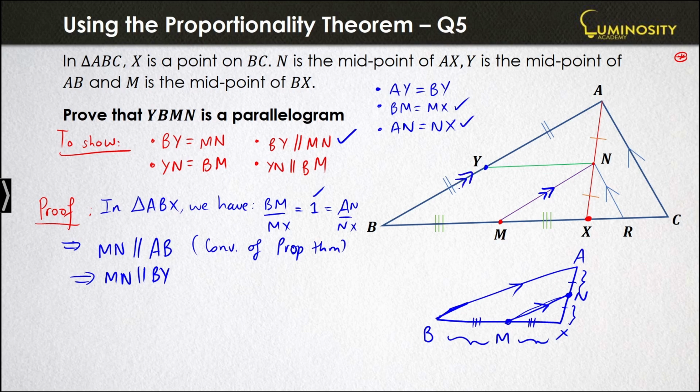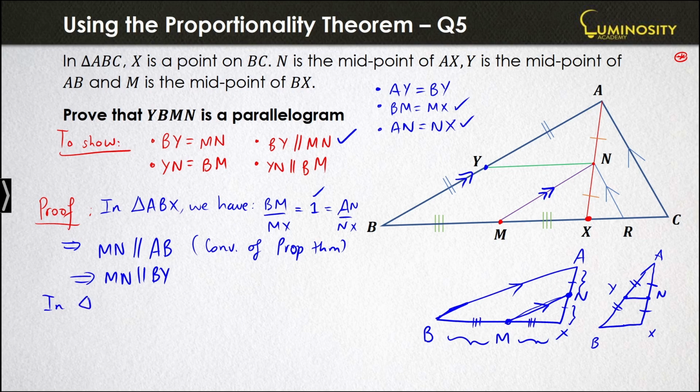So that's parallel. And then we can use a similar argument to show that BM and YN are parallel to each other. So what I'm going to do is look at the same triangle now, ABX. But this time there's a midpoint Y and a midpoint N that is constructed here. So these two are in the same proportion. These two are in the same proportion.